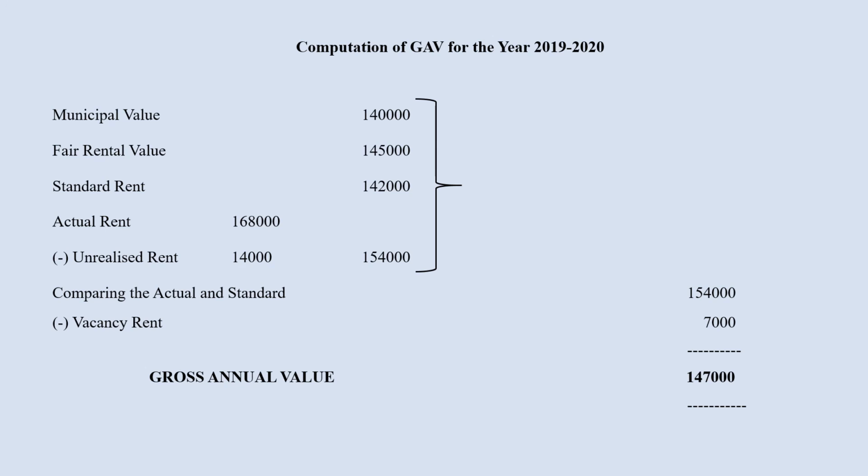Now out of this GAV, like the previous sum, we are supposed to minus the vacancy. This GAV of 1,54,000 is before your vacancy period. You only minus the unrealized rent in this particular sum, but vacancy has not been minused. So gross annual value is 1,54,000, from which you're going to minus the vacancy period rent. So that is 7,000. So if you minus 7,000, your gross annual value after vacancy period is going to be 1,47,000. So this is how you're supposed to calculate the GAV.